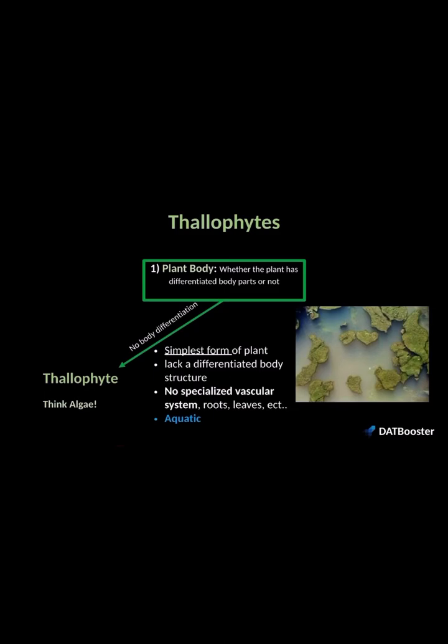classification. But just simply put, thallophytes are the simplest form of plants. They're simple because they don't have any differentiated body structures, there's no vascular system present, and they're found in aquatic environments.